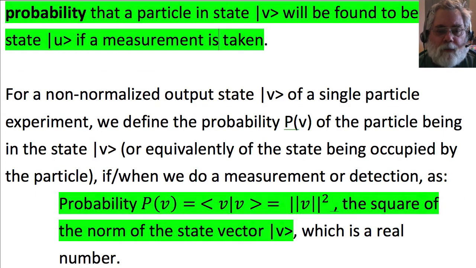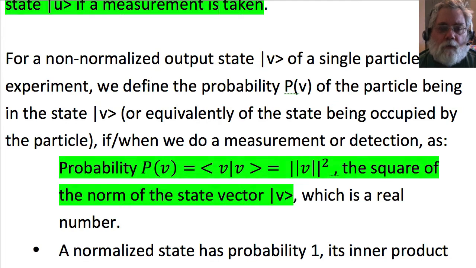Now, there's a different case. If we are running some experiment and we start out with a normalized input, and then we look at different output states that are not necessarily normalized, they're generally non-normalized, we want to know the probability of the particle appearing in output state 1 or output state 2. So let's look at that.